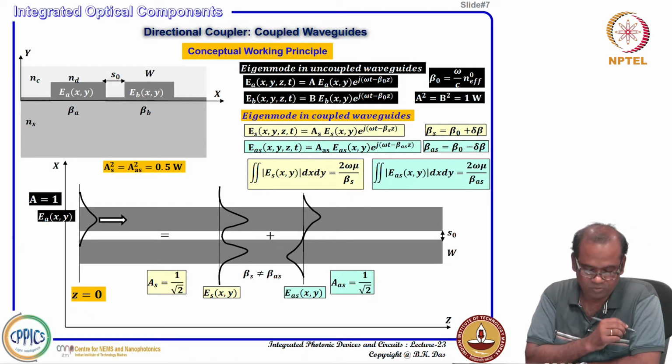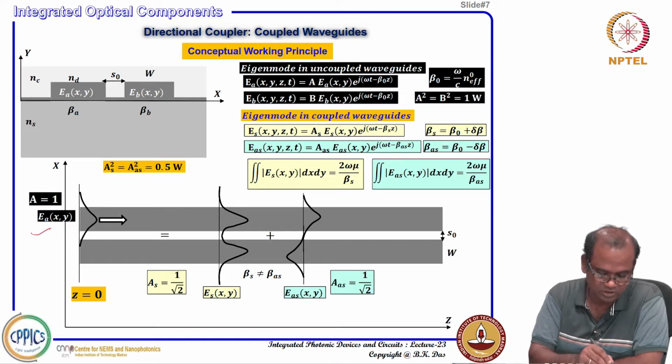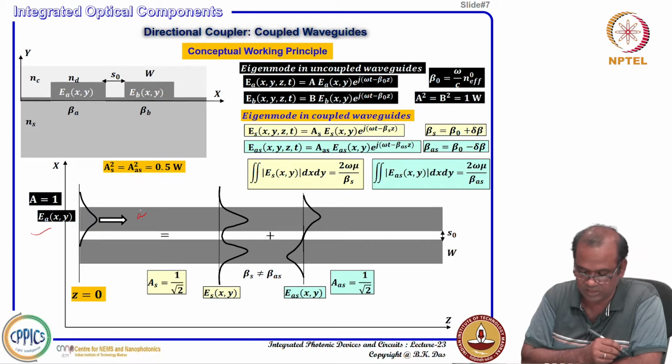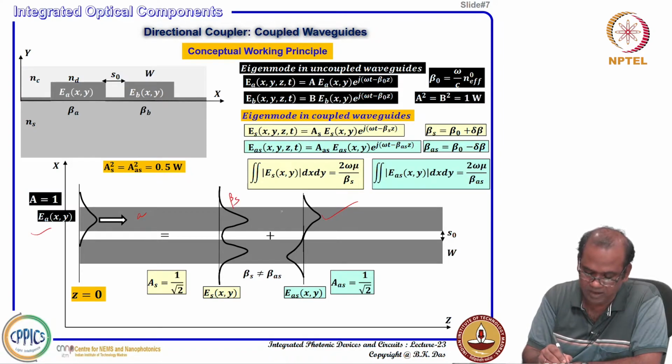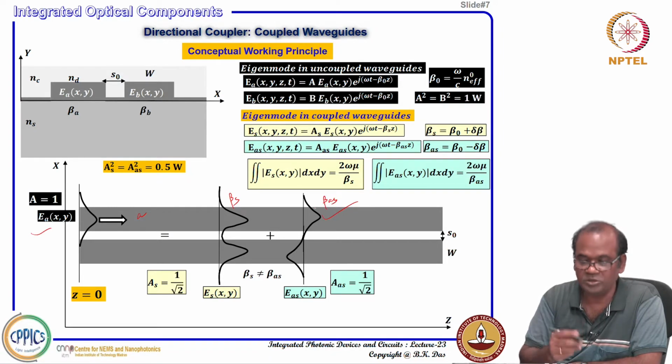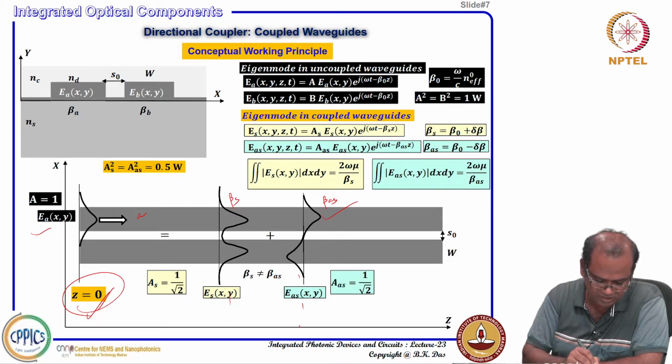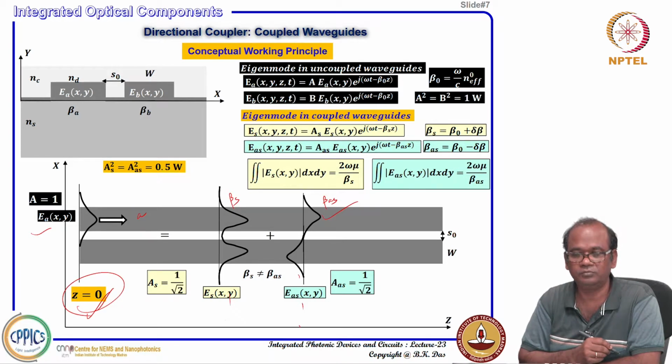Fine. Now, I come back again to the situation where you are launching only in waveguide A. You have this one with 1 by root 2 and this one with 1 by root 2. They will be traveling with beta S and beta AS. Suppose you know what their propagation constants are. This type of situation at z equal to 0 you can see. Though I am sketching at an arbitrary z point, this type of excitation happens exactly at z equal to 0.